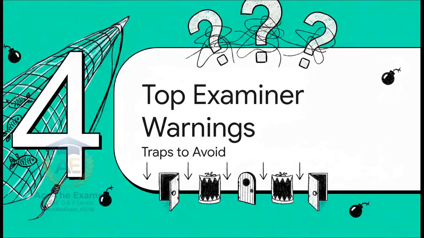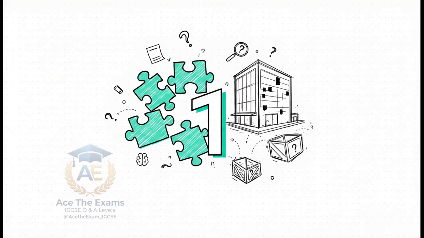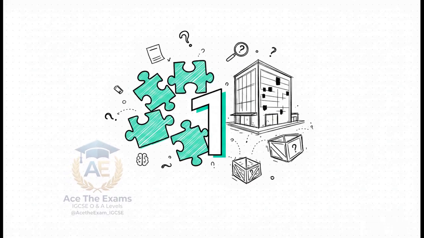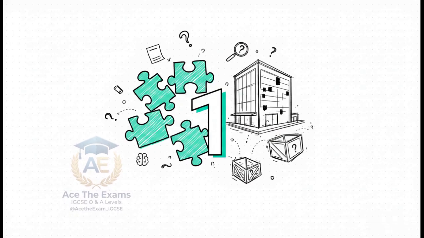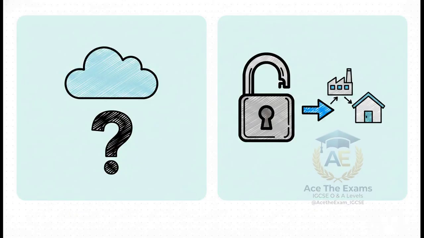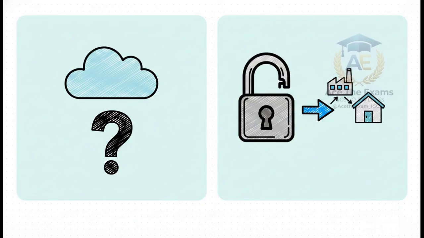Section 4. Top 3 examiner warnings, traps to avoid. Let's look at warning number 1. The very first and honestly perhaps most damaging mistake candidates make is failing to provide concrete depth in their answers. Seriously, compare a vague, generalized statement like, a sole trader has all the risk. Examiners just glaze over and ignore this.